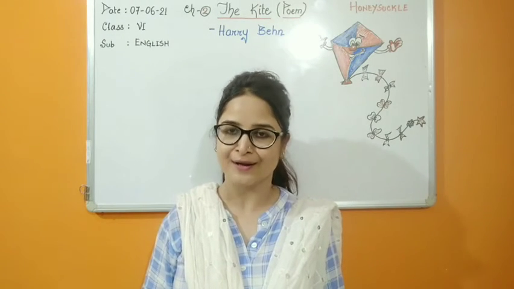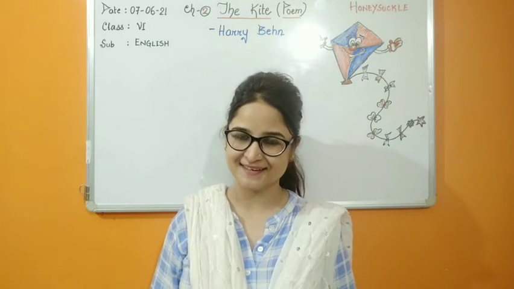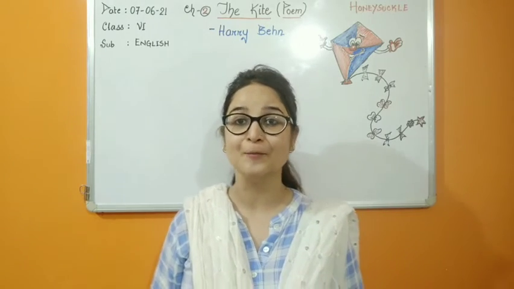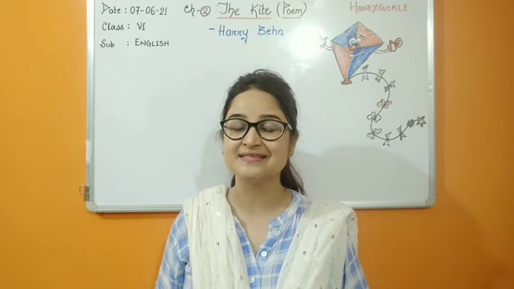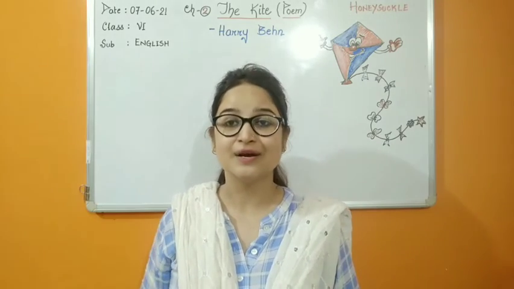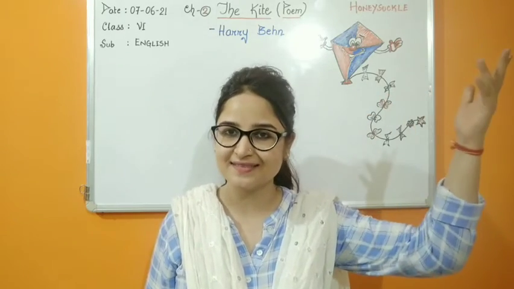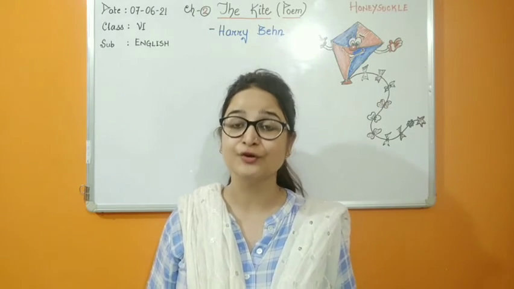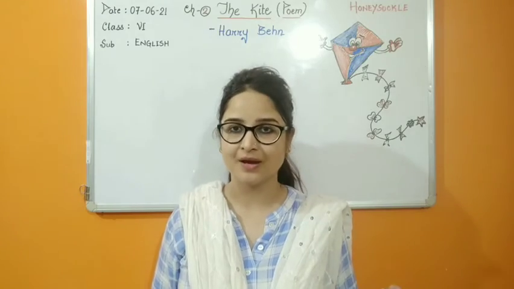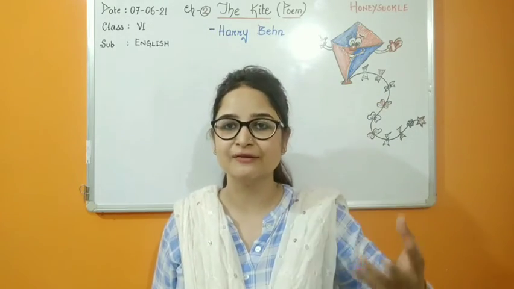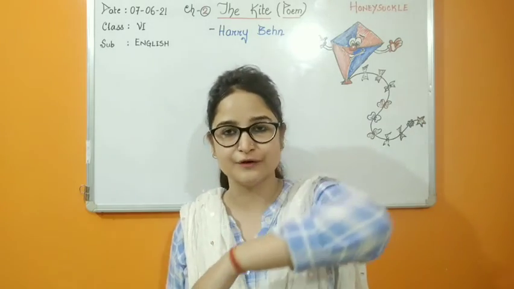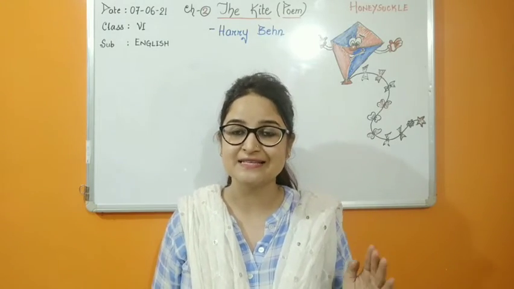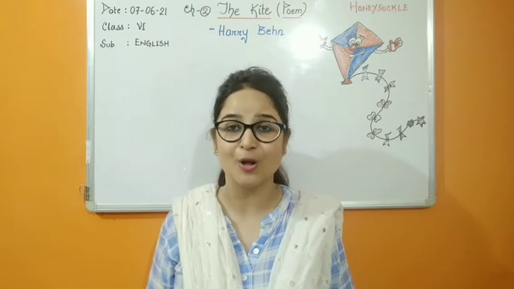With a dive and a dip, it snaps its tail. So what do we see here? That the poet is using some words to describe the movement of the kite when it's flying in the sky. Now it has to move upwards, it has to rise in the sky. So what's it doing? It's taking a dive first. What is a dive? You may have heard this word in swimming. When you dive into the pool, your head goes first and then the rest of the body follows. So there also we can see that the kite is diving.